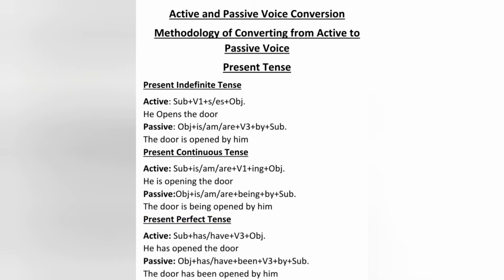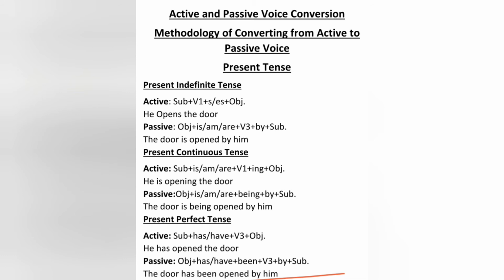Similarly, present perfect tense. The active methodology is subject, has or have used as auxiliary with the third form of verb, and object. For example, he has opened the door. The passive sentence would be object plus has or have, and we will use been with the third form of verb, by and subject. For example, the door has been opened by him.